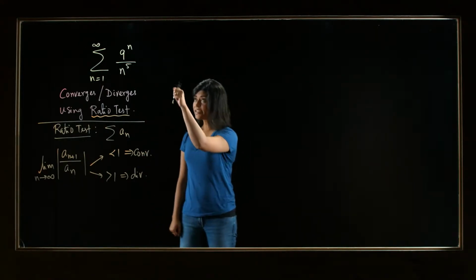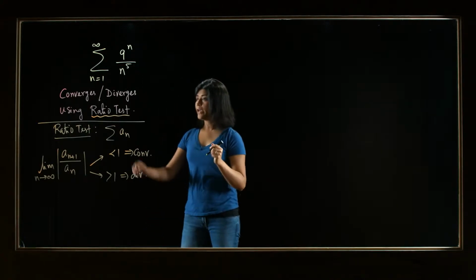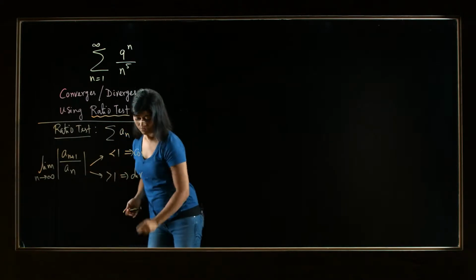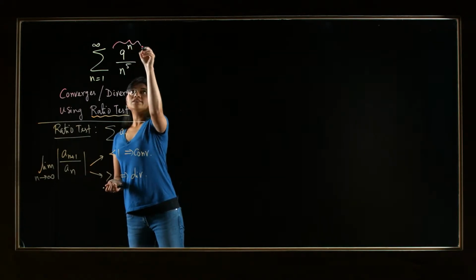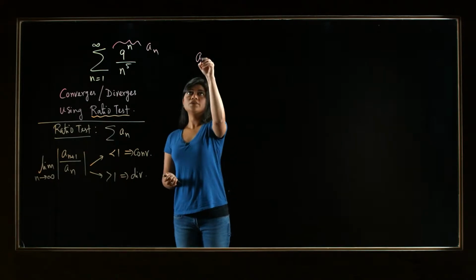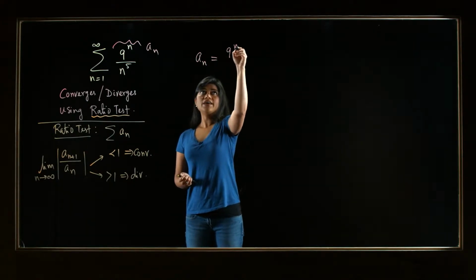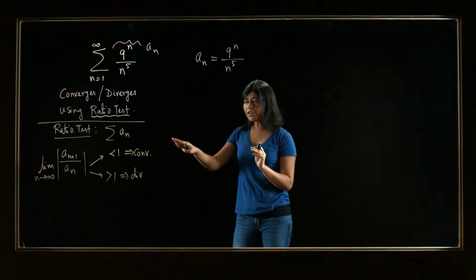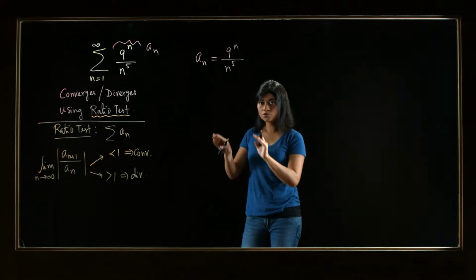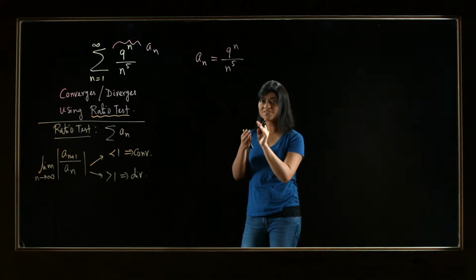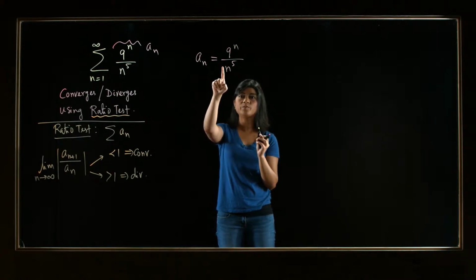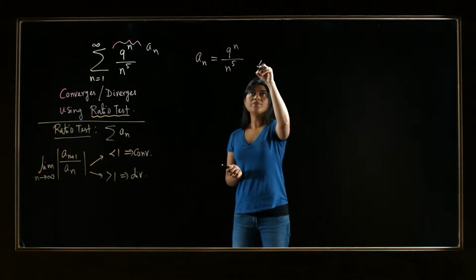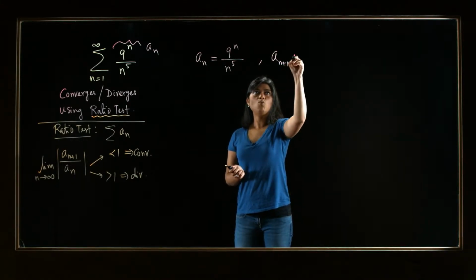Now, let's consider our series, and look, the series is of the form a_n already. So let's write that down. a_n is 9 to the n over n to the 5. Now there are quite a few important steps to this particular problem. The first one is very important, that you figure out the (n+1)th term correctly. So look at the nth term, and from there write down the (n+1)th term.